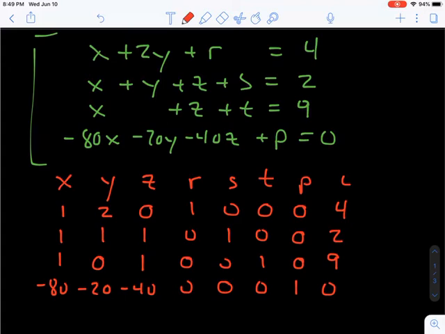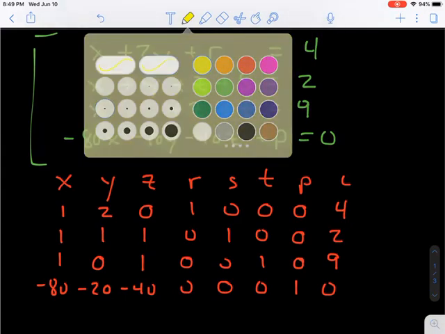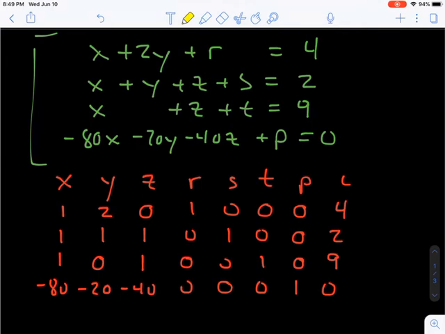Last thing that we really need to do here, I'll do that back in yellow, is label the active variables R, S, T, and P.